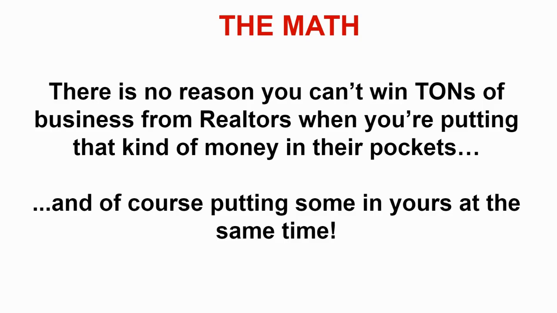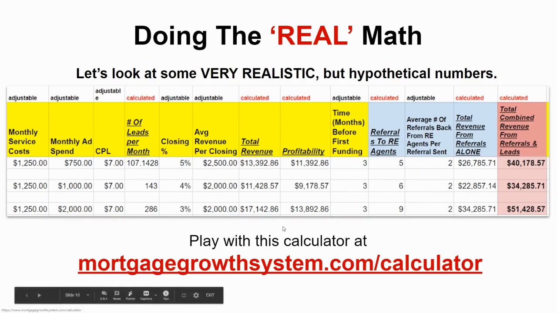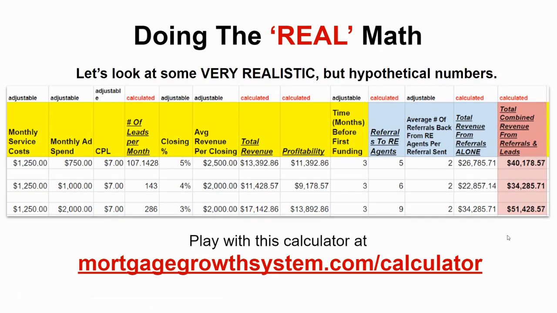And if you haven't played with it yet, we have an ROI calculator that actually helps you break all this stuff down so you can pop in your own numbers and do the math yourself. That's mortgagegrowthsystem.com/calculator. And it will account for referrals back from the profit, all kinds of stuff. And we have a video right there on that page that explains exactly how the calculator is set up and how to modify it for your own situation, your own market, for your own likely outcomes.